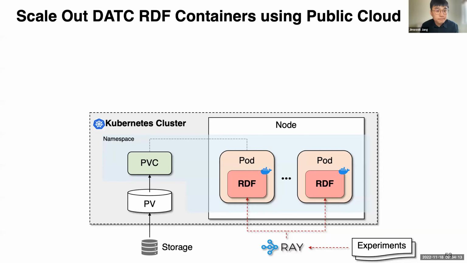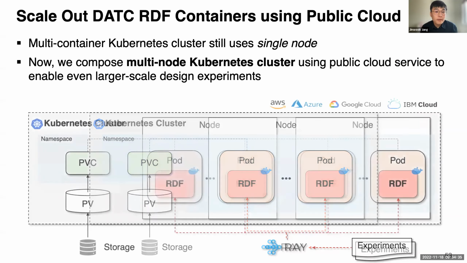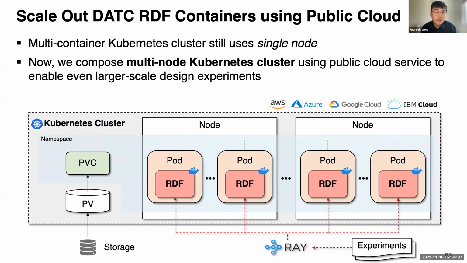Okay, so in the previous demo, we saw how to use Ray and a Kubernetes cluster to make a distributed design of experiments in an efficient and cloud native way. But the multi-container Kubernetes cluster still uses a single compute node, so it has still limited scalability. And to further scale out, we now compose a multi-node Kubernetes cluster using public cloud services.